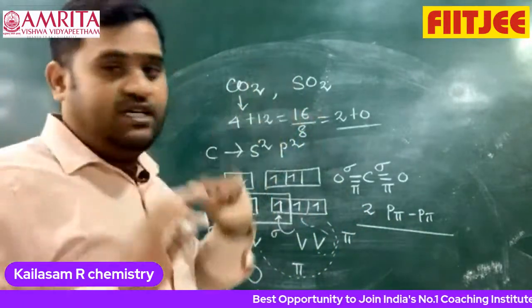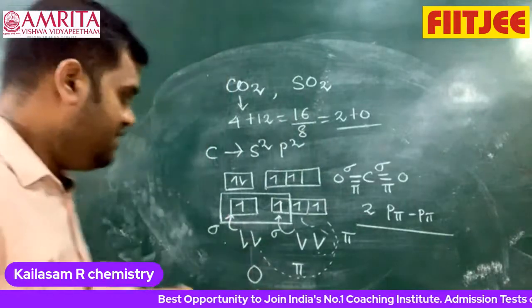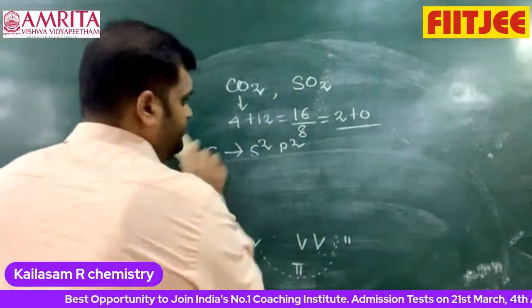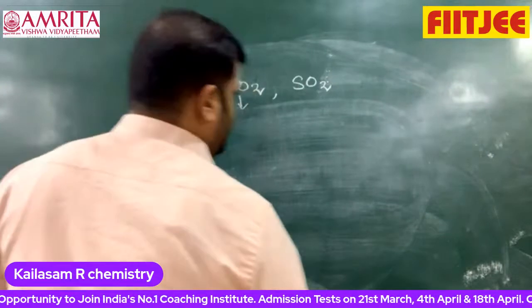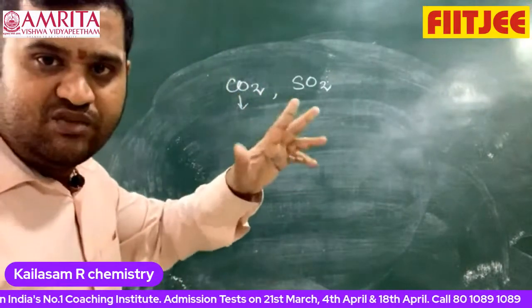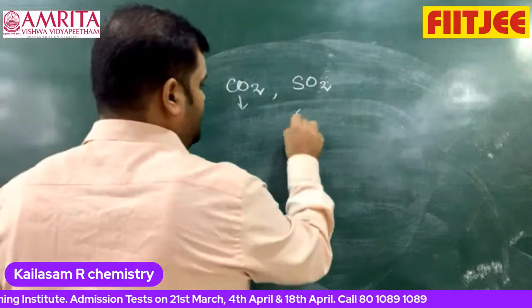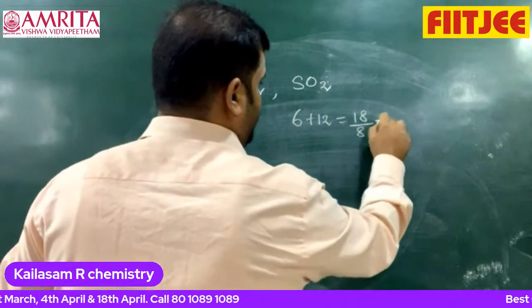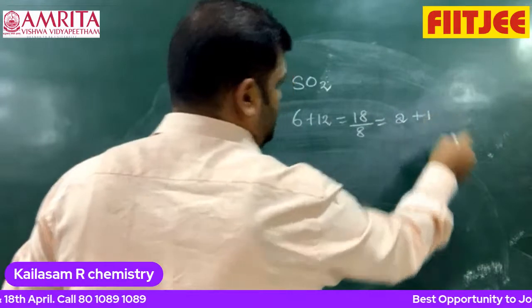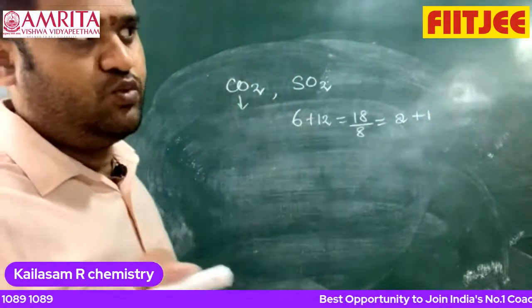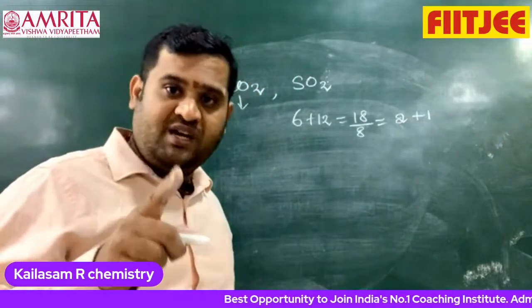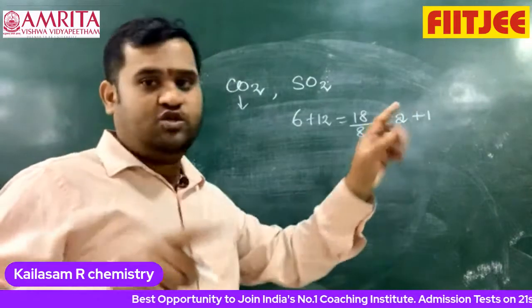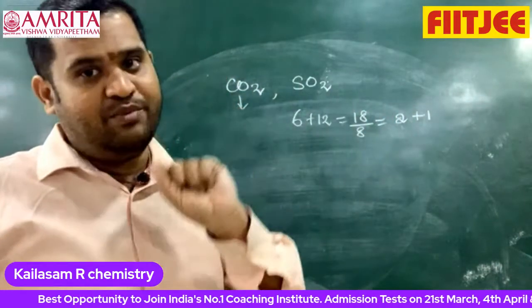Now, what about in the case of SO2? Listen carefully. In the case of SO2, same logic I am going with. What is the central atom, sulfur? What is the valence electron? 6. 6 plus 12, you have 18. 18 by 8 means you have 2 plus 1. 2 bond pairs and 1 lone pair could be sp2 hybrid, because 2 plus 1 is equal to 3. 3 means sp2 hybridization.